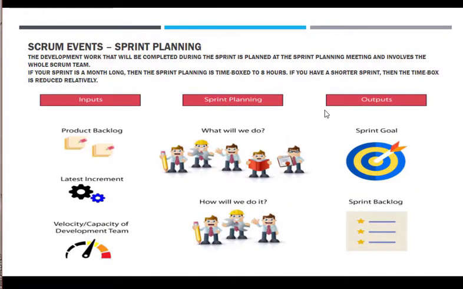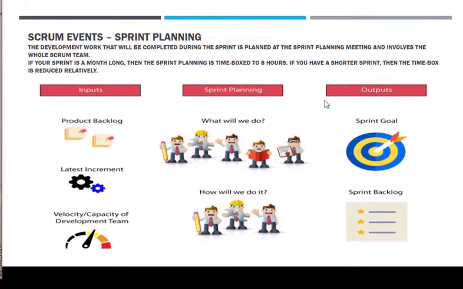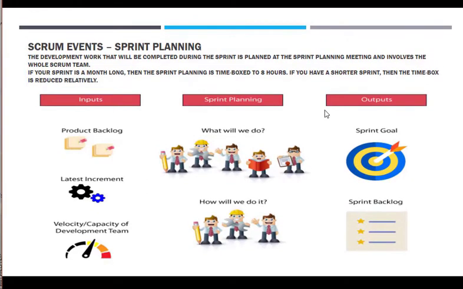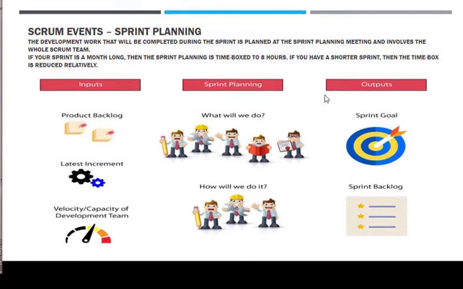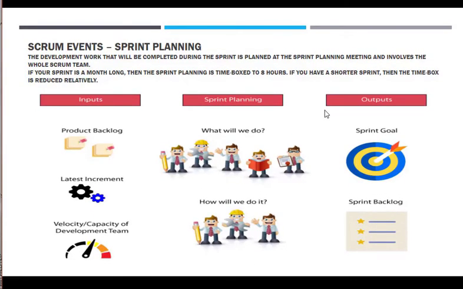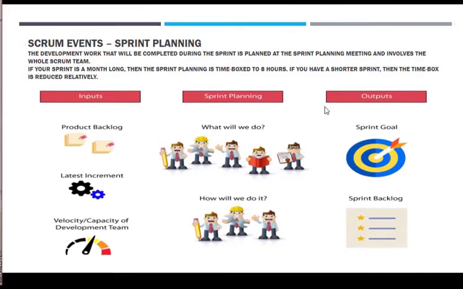These are the Scrum events. The development work that will be completed during the sprint is planned at the sprint planning meeting and involves the whole Scrum team. If your sprint is a month long, then the sprint planning is time-boxed to 8 hours. If you have a shorter sprint, then the time box is reduced relatively.